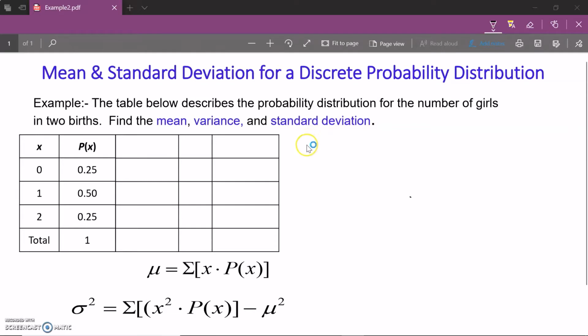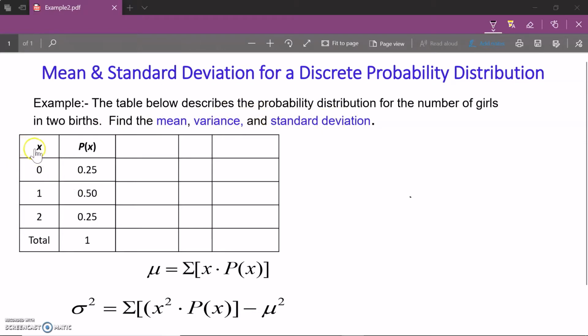In this video, I'm going to talk about how to compute the mean and the standard deviation for a discrete probability distribution. And we are going to take an example for this purpose. The table below describes the probability distribution for the number of baby girls in 2 births. Find the mean, the variance, and the standard deviation.